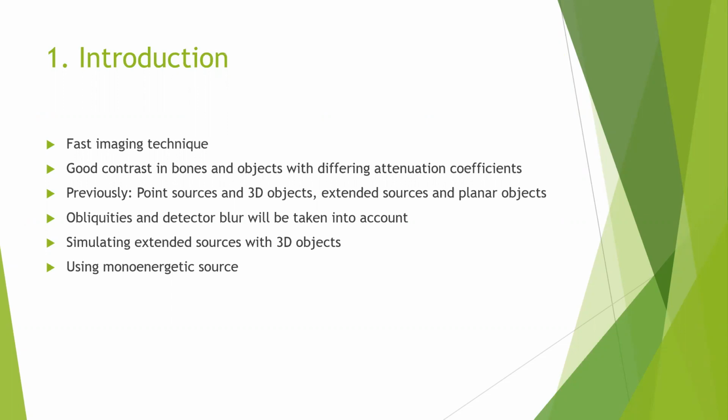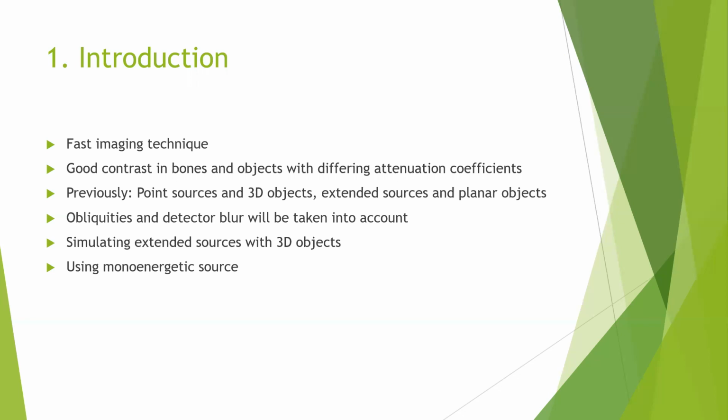Projection radiography is a fast imaging technique, and it relies on the transmission of X-ray beams through the anatomical structure of humans. Different tissues and organs inside the human body attenuate the ionizing radiation in different proportions. Hence, the attenuation coefficients differ between different tissues. And that's why the X-ray imaging technique provides good contrast in bones and objects.